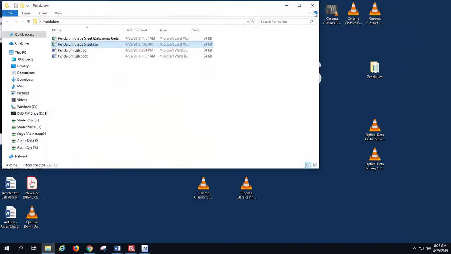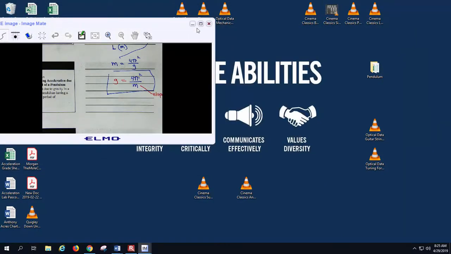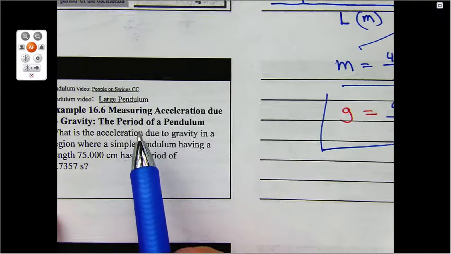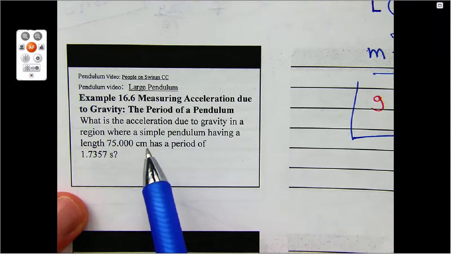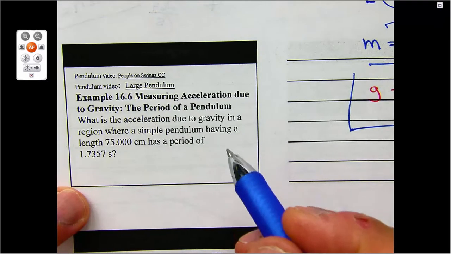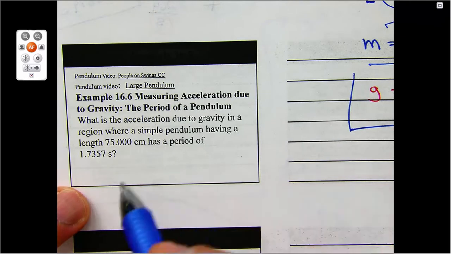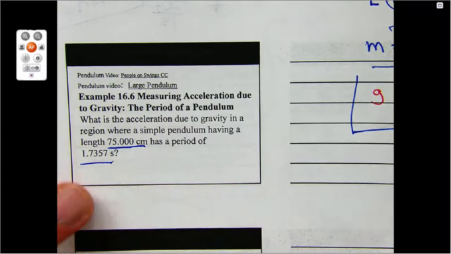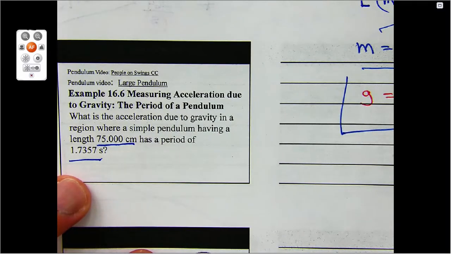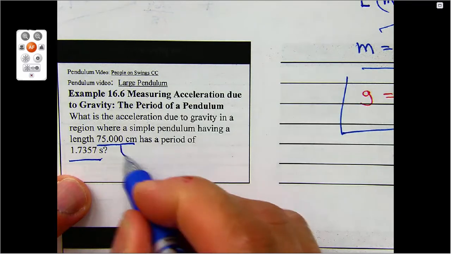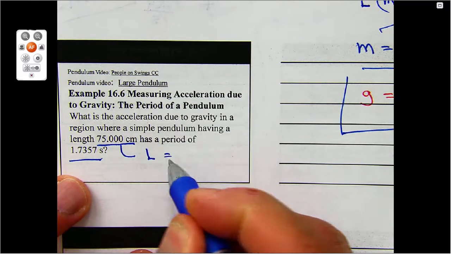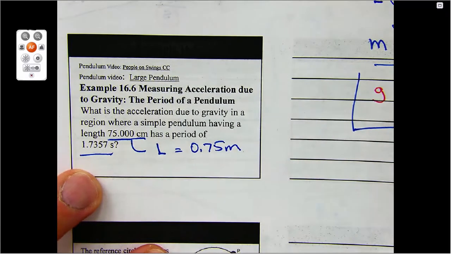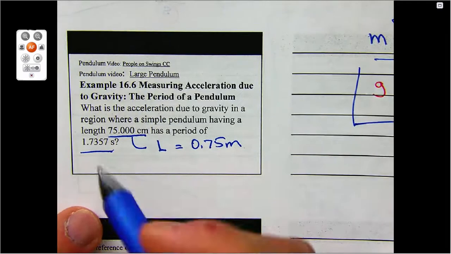Okay, so let's look at this example. Measuring, oh, here we got a problem already on this. Will the acceleration of gravity with a simple pendulum having a length of, that seems like an awful long period. So let's get this in meters. Our length here is, how many meters? 0.75 meters. And this is our period.